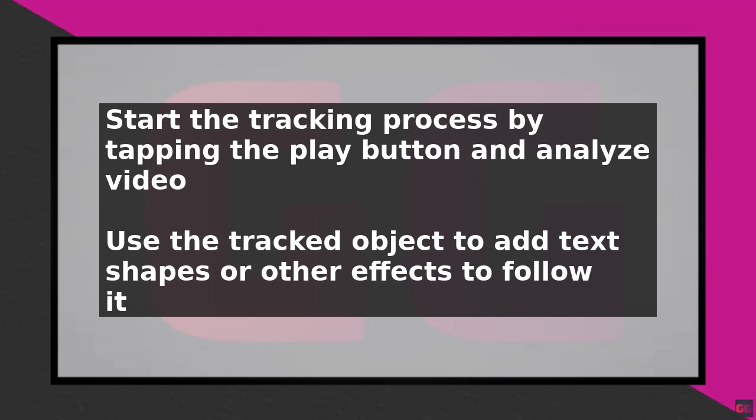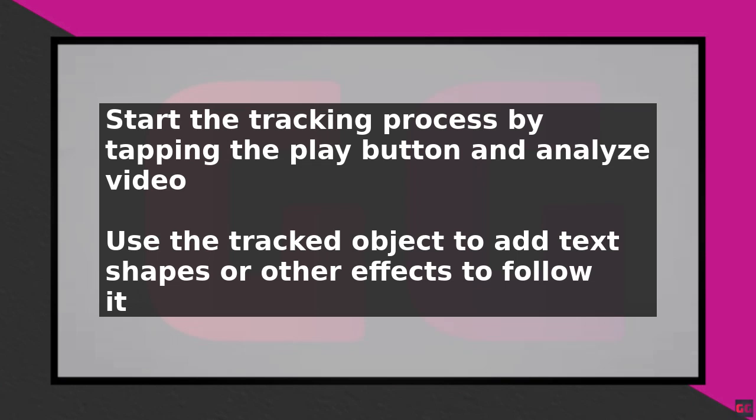CapCut will analyze the video and track the movement of the selected object. You can then use the tracked object to add text, shapes, or other effects that will follow the object as it moves. To add an effect, tap on the Effect button and select the one you want to use.